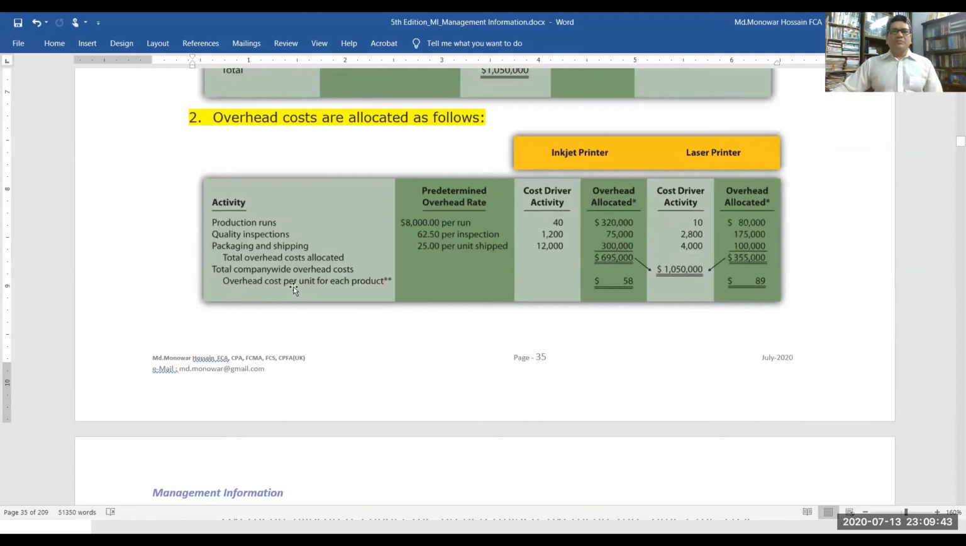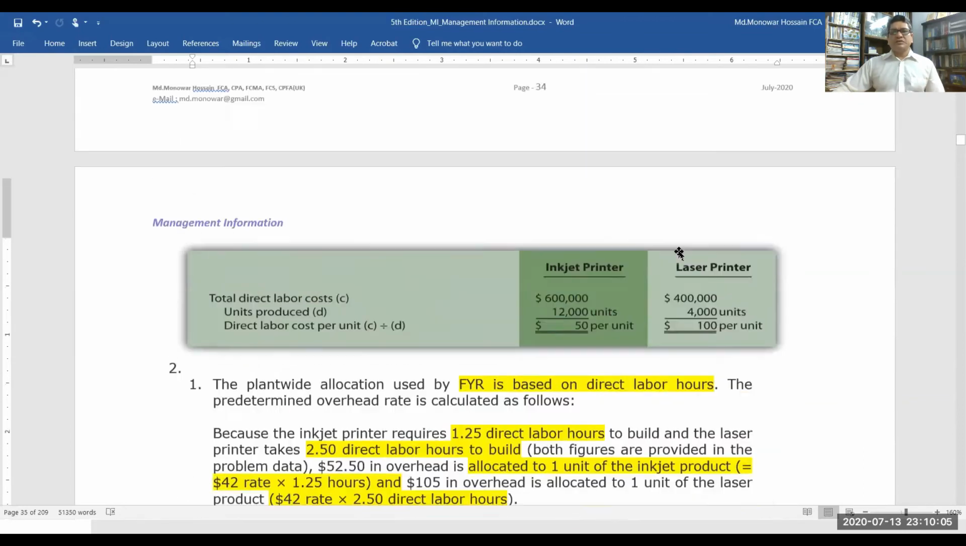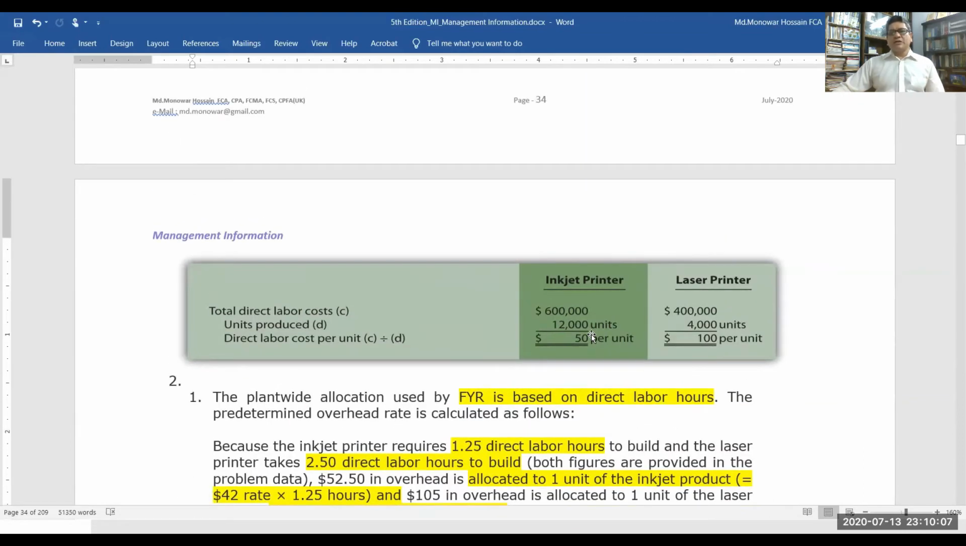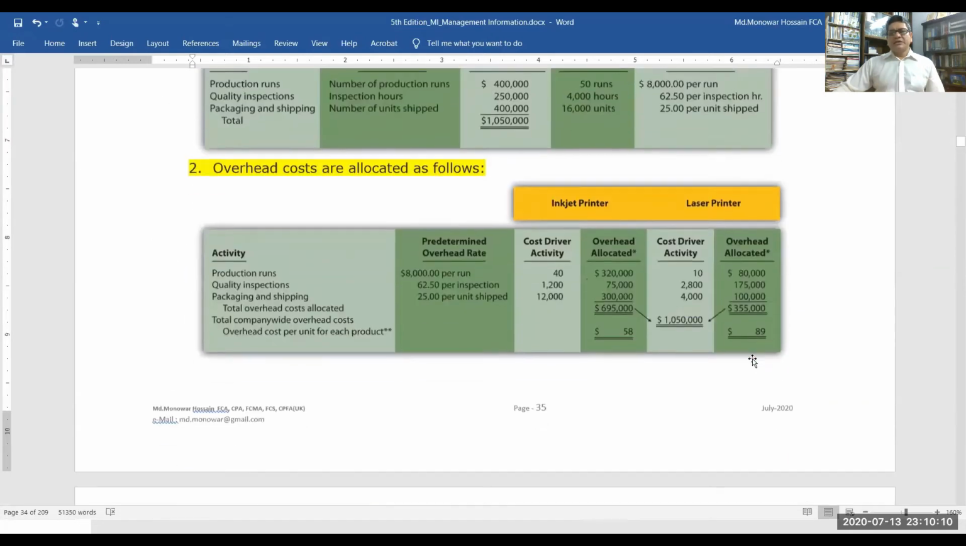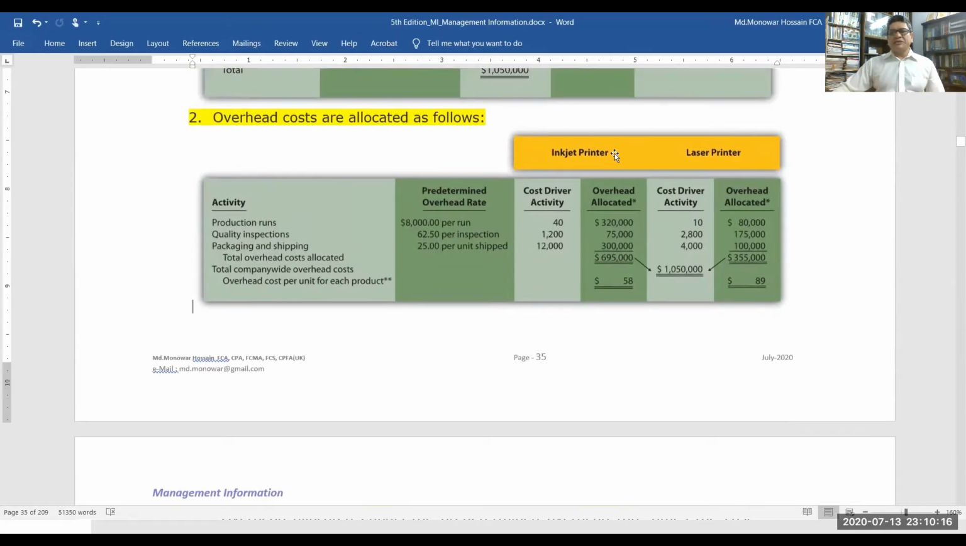So the total overhead cost is 10,50,000, and the overhead cost per unit for each product is here 58 and here 89. How? If we divide 6,95,000 by the number of units produced, 12,000, and 3,55,000 by 4,000 for the laser printer, then we will get $58 for the inkjet printer and $89 for the laser printer. So this is how the overhead costs are allocated.